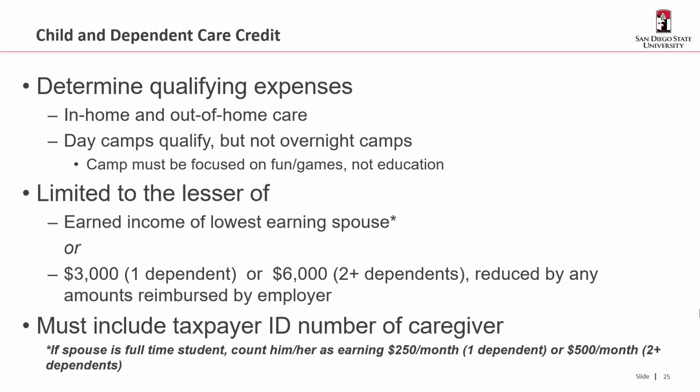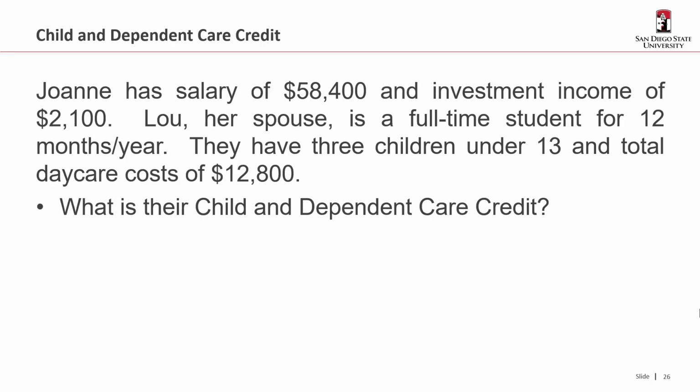Note that if a spouse is a full-time student, you can count the time they're a full-time student as them earning $250 a month for one dependent or $500 a month for 2 dependents. That way, if one of the spouses is going back to school, they can still claim this credit.